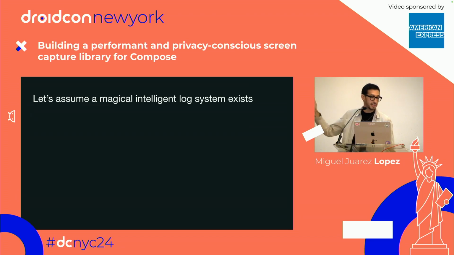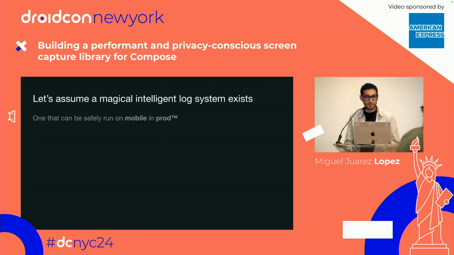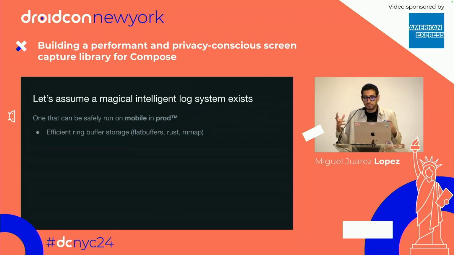So let's just assume the magical intelligent log system exists and runs on a device. It can be safely run on mobile in production. It has some kind of very efficient ring buffer storage. It uses all the buzzwords that you can imagine, like flat buffers and good Rust. Let's write it in Rust. It's very efficient. Let's take advantage of low-level things like memory mapping to write to disk in a very efficient manner using the OS. Sure, we have that. Let's keep it to a fixed memory footprint, right? Nobody wants a log system that takes more memory than the app itself. It can be configured to some fixed amount. It needs to support offline support. The server doesn't have that problem.